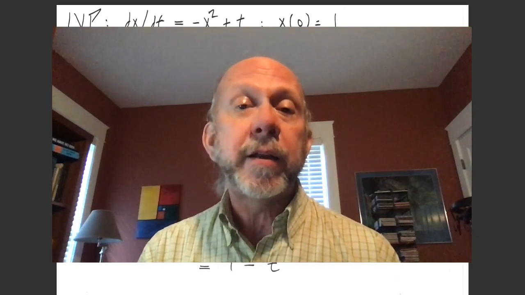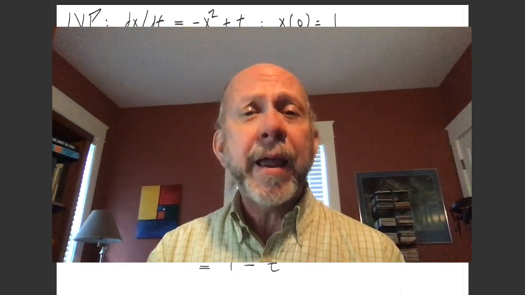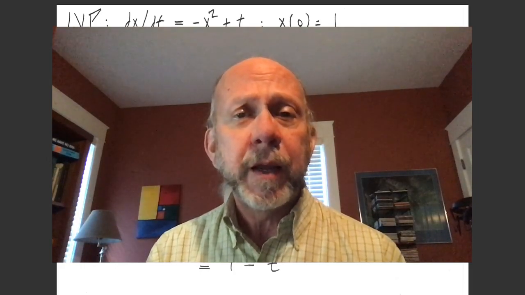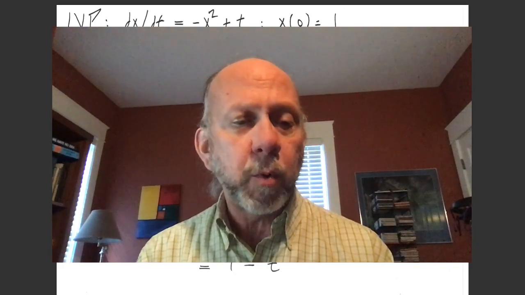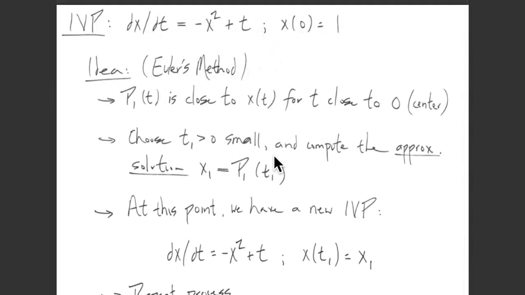And so Euler's idea was, well, take a small step away from t equals 0 and let the Taylor polynomial give you the approximate solution at that one step away, and that's what we're gonna do here. So Euler's idea was, the Taylor polynomial is close to the exact solution for t close to 0. So choose a small step away from t equals 0 and compute an approximate solution using the Taylor polynomial.